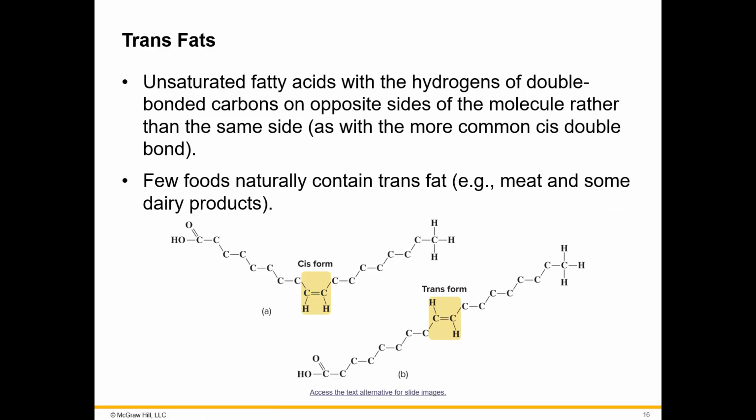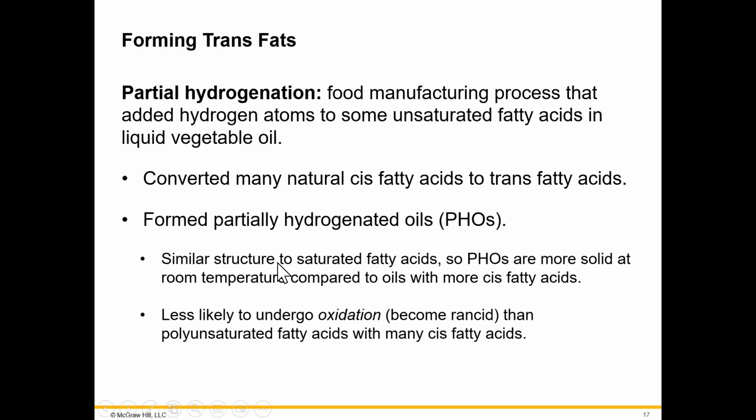You wouldn't think that it's that big of a difference, but it really is in the way that the body is able to metabolize it. It's found naturally in certain foods, like certain meats and dairy products. But as far as our current diet, it's really become an issue and a harmful substance that we consume in the form of partially hydrogenated oils.